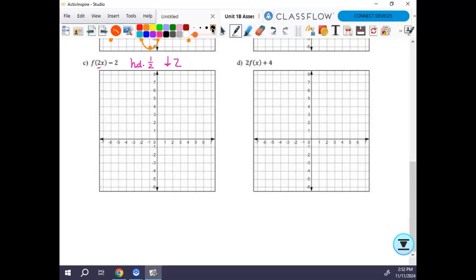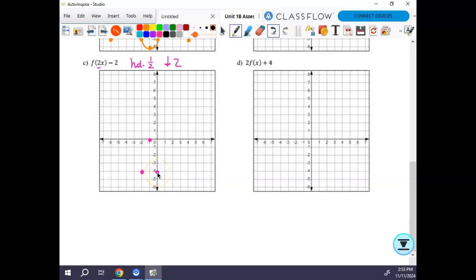So since I have a horizontal dilation by 1/2, that -4 becomes -2, and then I go down 2, and I end up right there. And then my next point, I'd start at -2, 2. Horizontal dilation, I cut my x value in half, so that becomes -1. Then I go down 2, and I'm right there-ish. Okay, I'll try to do better. Oh, that's not that much better. And then my next point, I start at 0, -2. My horizontal dilation does nothing, and then I go down 2.